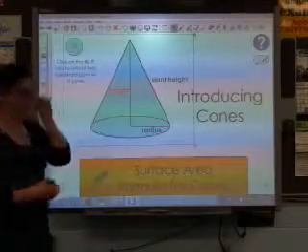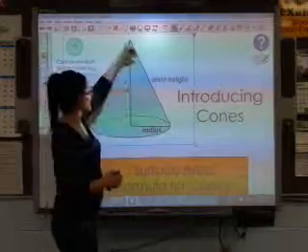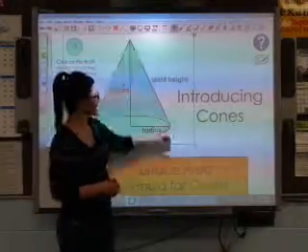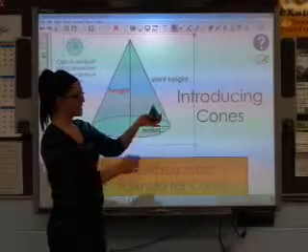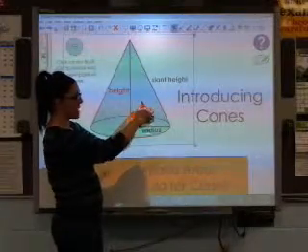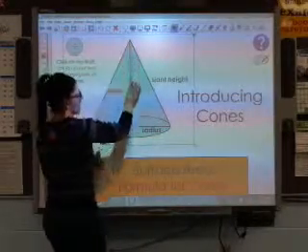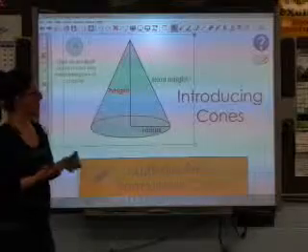So when I look at a cone, again, there are two measurements. We have the height of the cone, and we have the slant height of the cone. The slant height of the cone is from the apex, the tip, down the edge of the cone to the base, whereas the height of the cone is from the apex to the center of the circle.